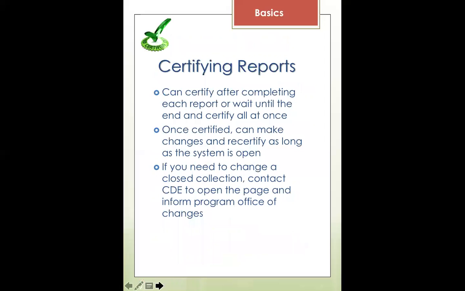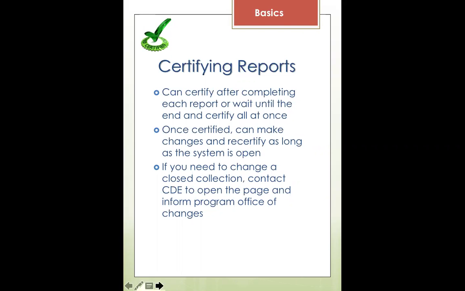Certifying the reports, you can certify either after each report, or you can certify them all at once at the end. It's up to you, whichever way you want to go. So it doesn't matter. You can certify after you finish a page, or you can leave it open and just go through and certify all of them.